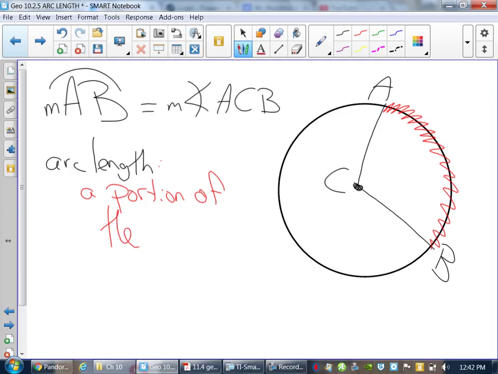What do we call the perimeter of a circle? Did we talk about that yesterday? You bet. The circumference. So it's a portion of the circumference.